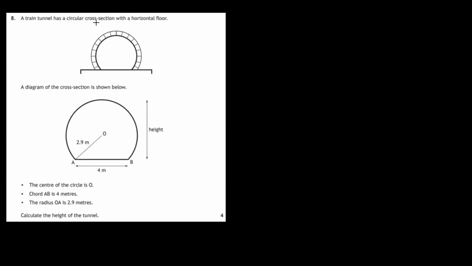A train tunnel has a circular cross-section with a horizontal floor. So that's the cross-section, and then we've got a diagram of that. Calculate the height of the tunnel. So we're just trying to find this length over here. It's made up of two lengths: we've got the radius over here, and then we've got this height over here. So the radius is just 2.9 meters. So that would be 2.9.